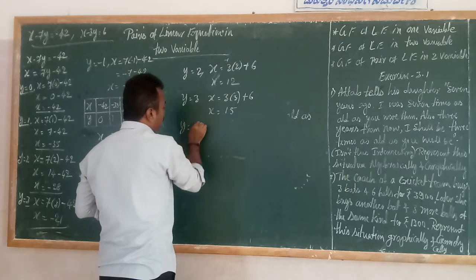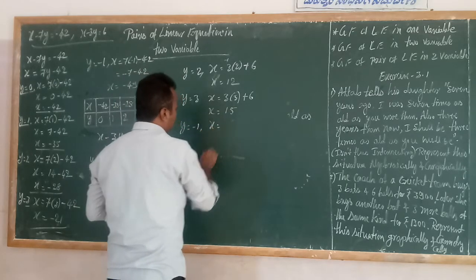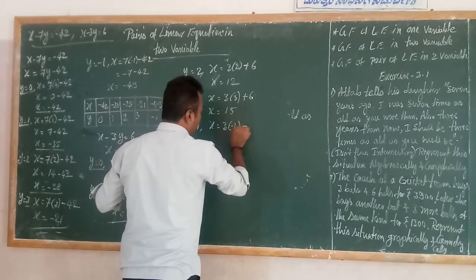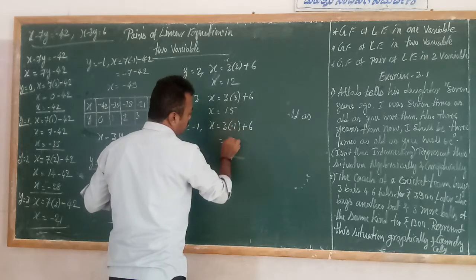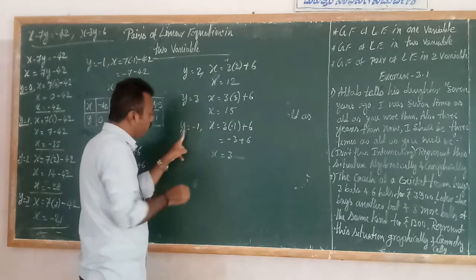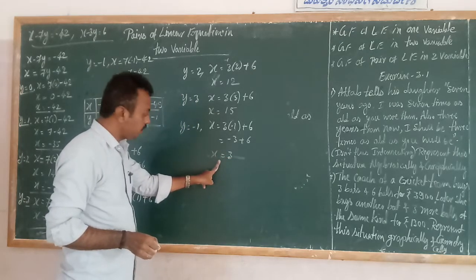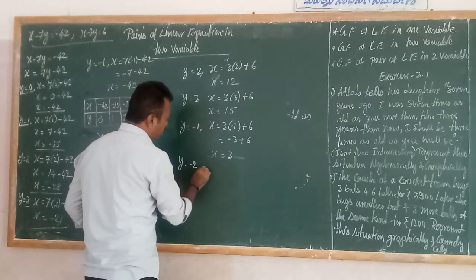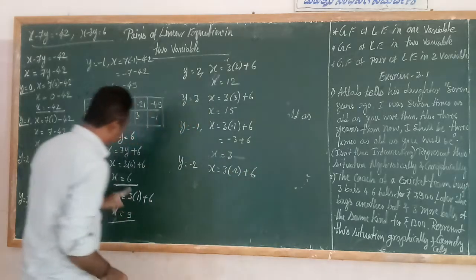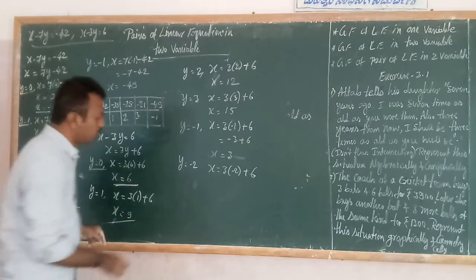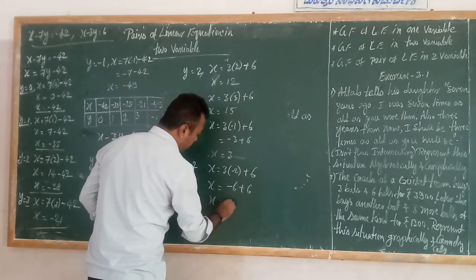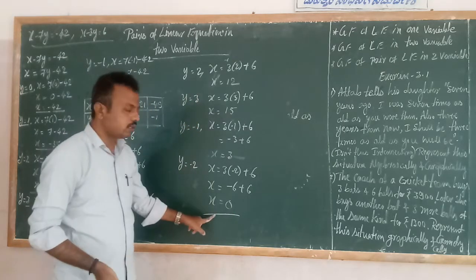So you have to take negative values. y is equal to minus 1, you should give it. So x is equal to 3 into minus 1 plus 6. So plus into minus, minus 3 plus 6. So x becomes 3. So if you are giving the y value as minus 1, the x value is plus 3. Now y is equal to minus 2. What is the x value? x is equal to 3 into minus 2 plus 6. So x is equal to minus 6 plus 6. It becomes 0. When y is equal to minus 2, x is equal to 0.